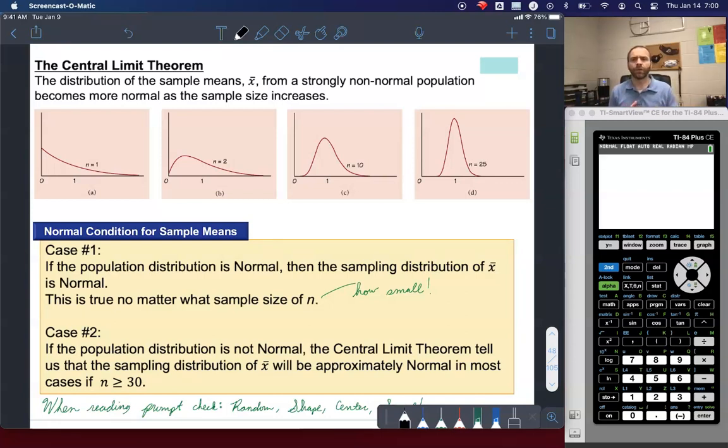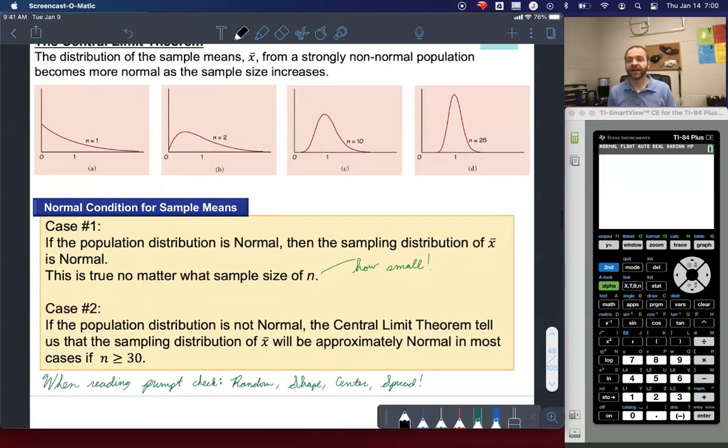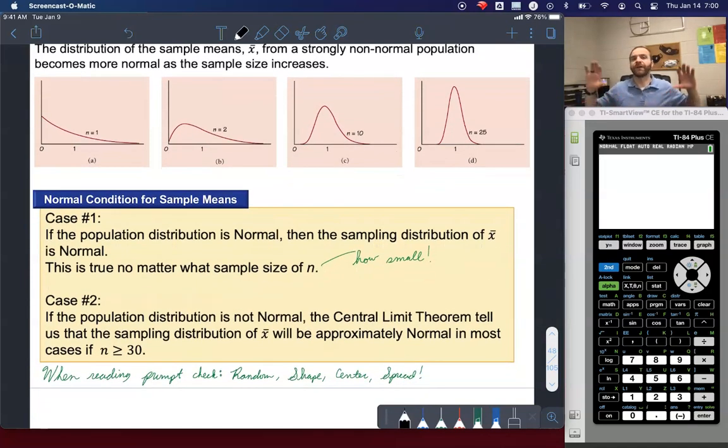So case number 1, remember those are the 2 cases. Case number 1 says, if your population is normal, the distribution of sample means is going to be normal as well, no matter how small the sample size is. However, case 2 says, if the distribution of your population is non-normal or unknown, you have to apply the central limit theorem if your sample size is large enough to approximate normality, and that large enough is greater than or equal to 30.